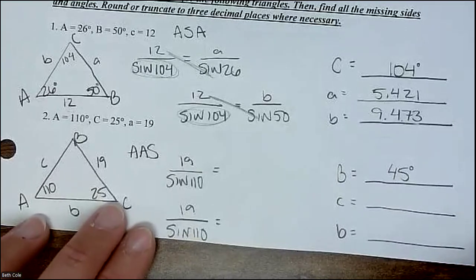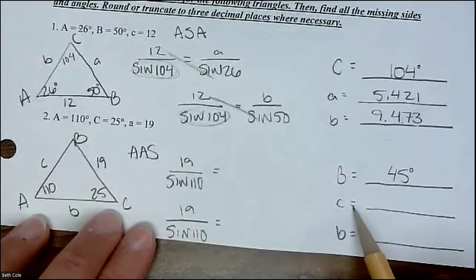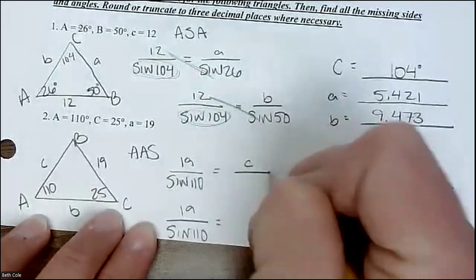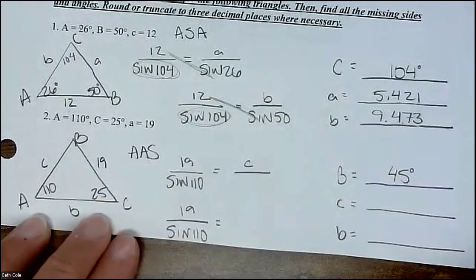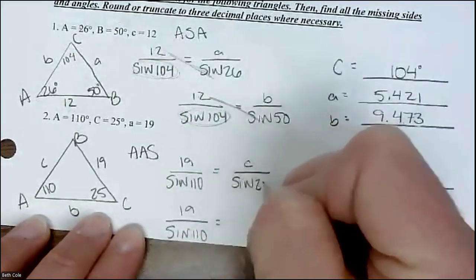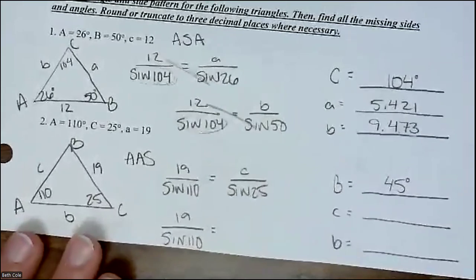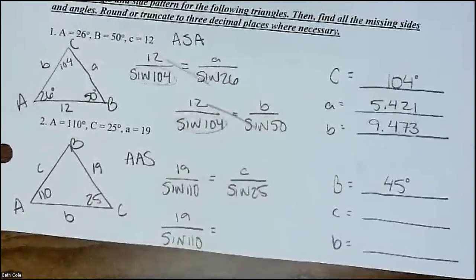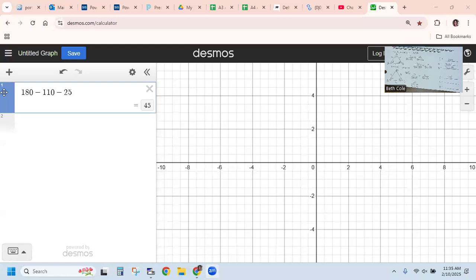19 over sine of 110 equals, now we're going to find C next. So on the other side, it would be C over sine 25. All right, how am I going to type that? Cross multiply and divide. Okay, so you guys tell me, what am I going to type? Yeah, 19 sine 25 divided by sine 110. 8.545.